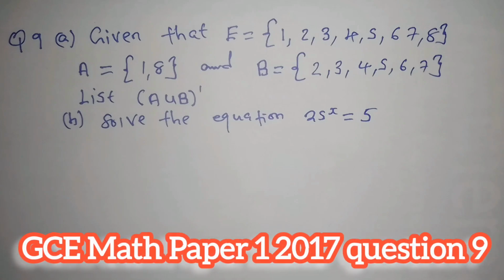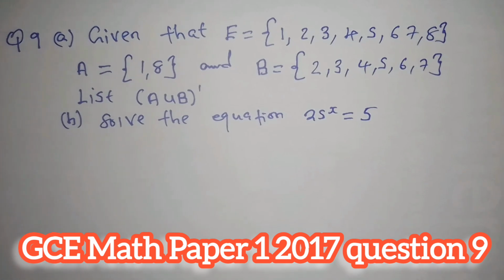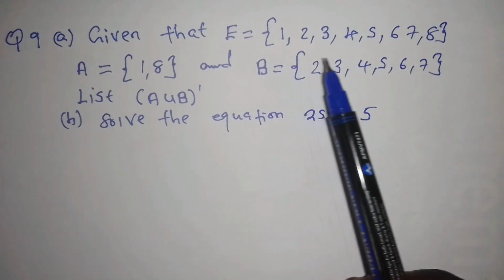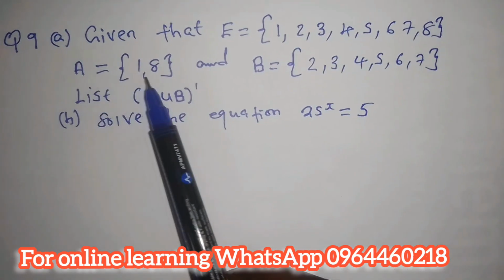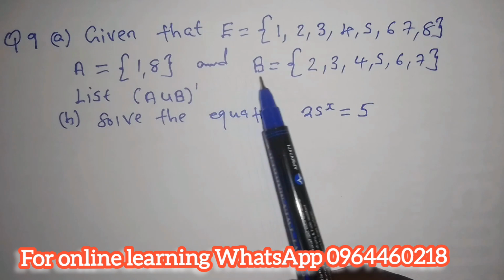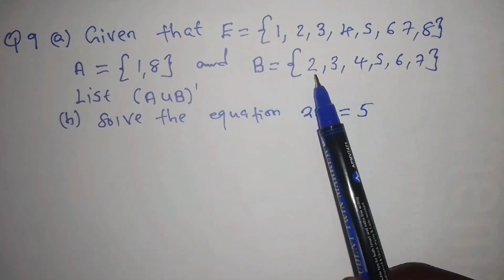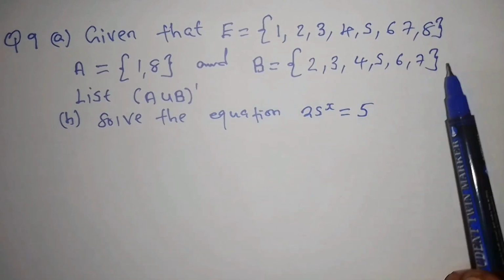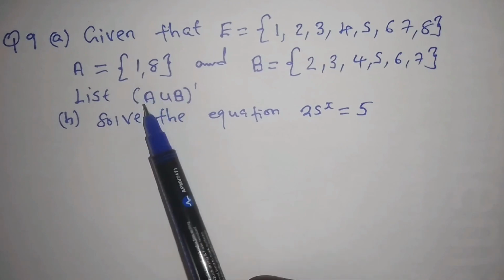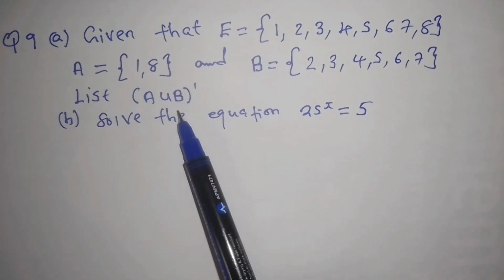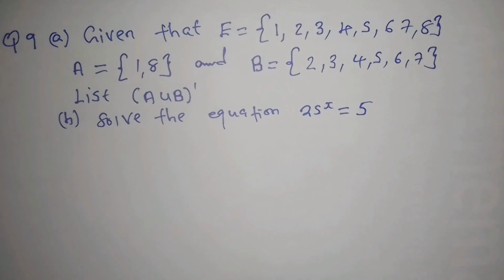1 Mathematics GCE. So question 9 reads, given that the universal set has these elements and set A has elements 1, 8 and set B has these elements 2, 3, 4, 5, 6, 7. Now list (A union B) complement.